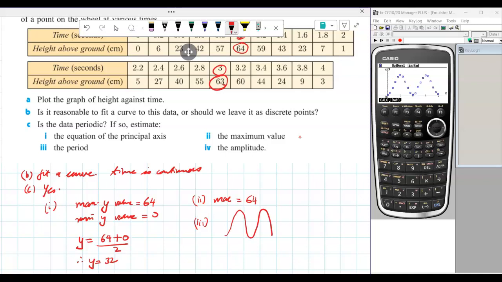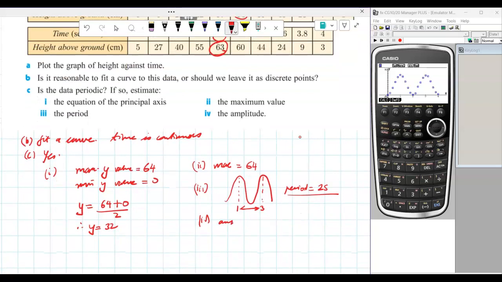That's easy. So this is maximum at 1. This is maximum at 3. So the period is the difference. So the period is equal to 2 seconds. Correct? Max to max, the time you take. Amplitude is max minus min over 2. So that's how much? 32.